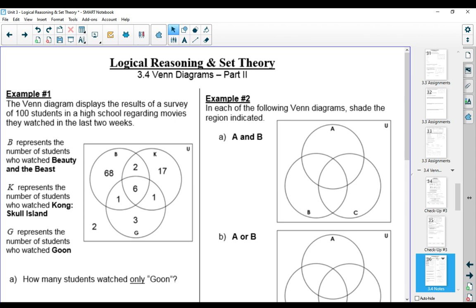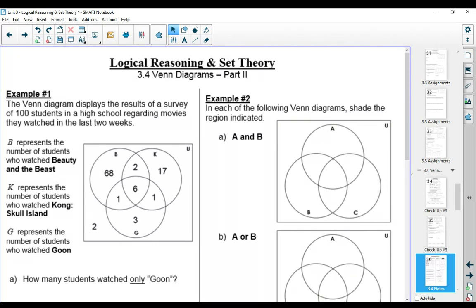Right, so today we're going to look at lesson 3.4, Venn diagrams. This is part 2. In the last lesson we looked at Venn diagrams with 2 circles. This time we're going to look at Venn diagrams with 3 circles. We're going to look at more examples where we're shading the different pieces to see where it fits in the diagram, and we're going to look at some word problems.